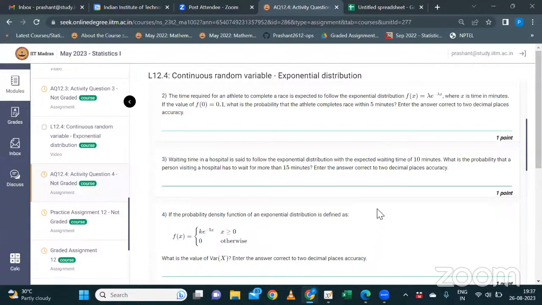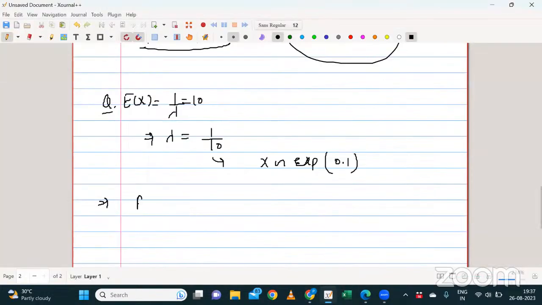So be careful, it's a slight manipulation of the statement, because if you directly use 10, you will get the wrong answer. The question is: what is the probability that a person visiting the hospital waits for more than 15 minutes? So what is the meaning of more than 15 minutes? Probability of x greater than 15. Suppose you don't know the integration. If you know the integration, you can directly integrate from 15 to infinity lambda times e raised to the power minus lambda x dx, right?